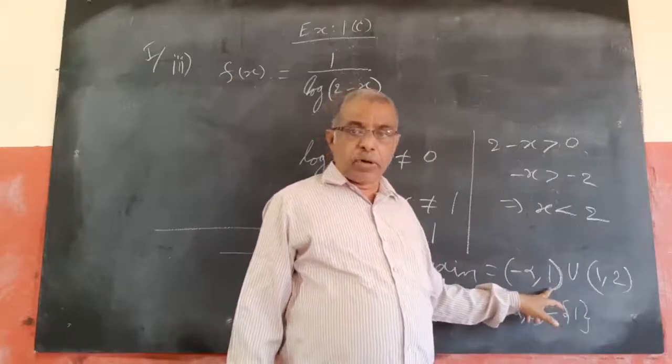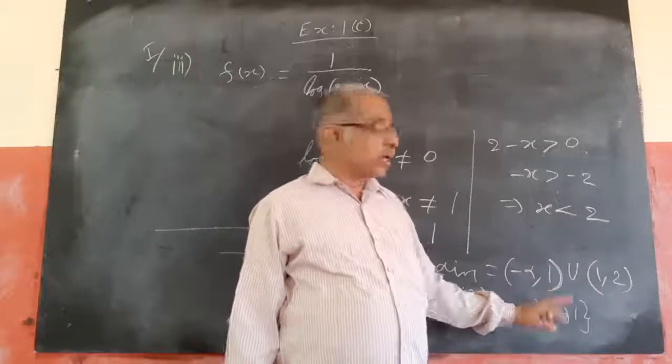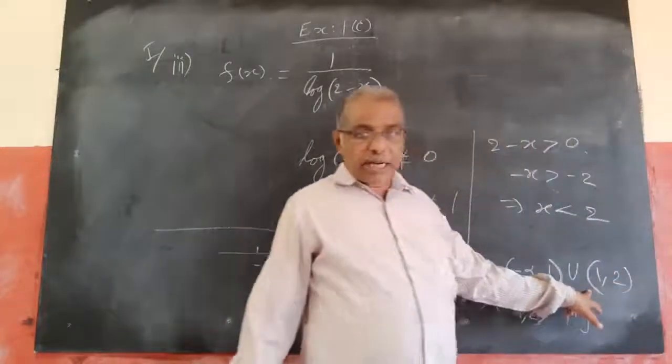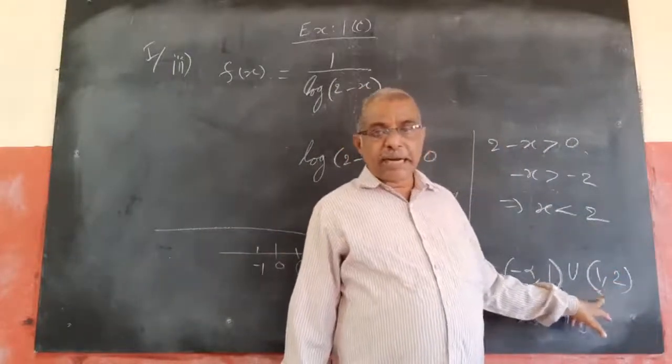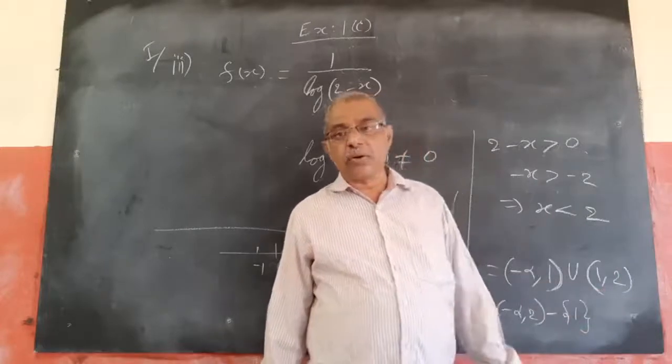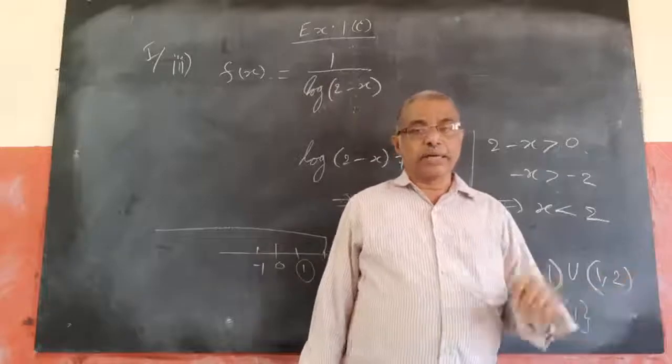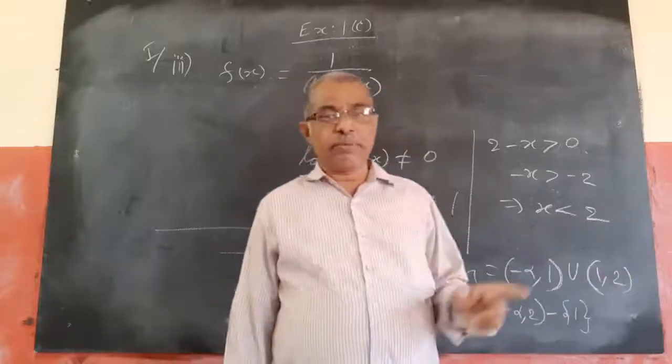This is the upper boundary but not equal to 1. If I am keeping an open bracket on this side, this is the lower boundary. 1 is the lower boundary but not including 1. This is the deleted neighborhood of 1 but not 1.